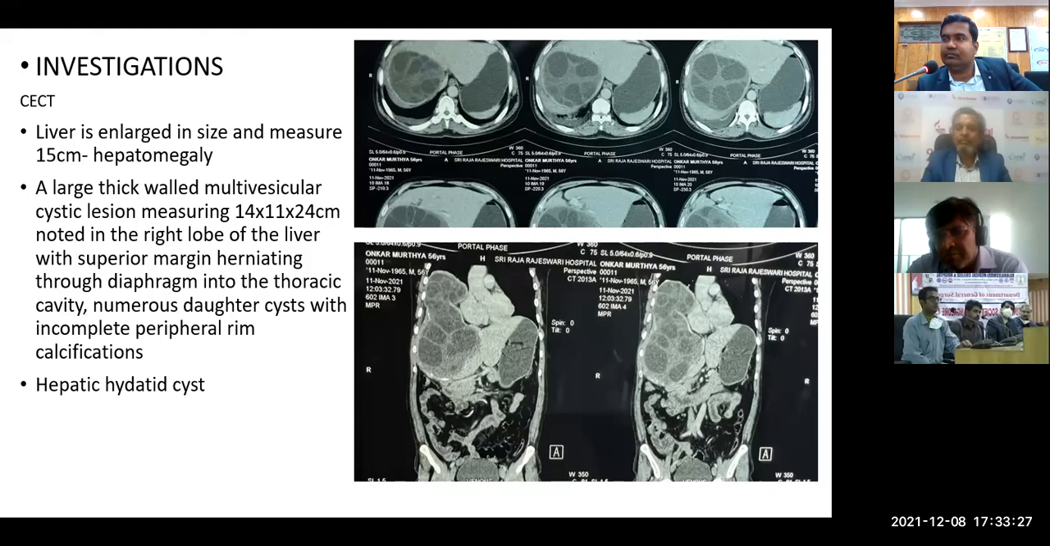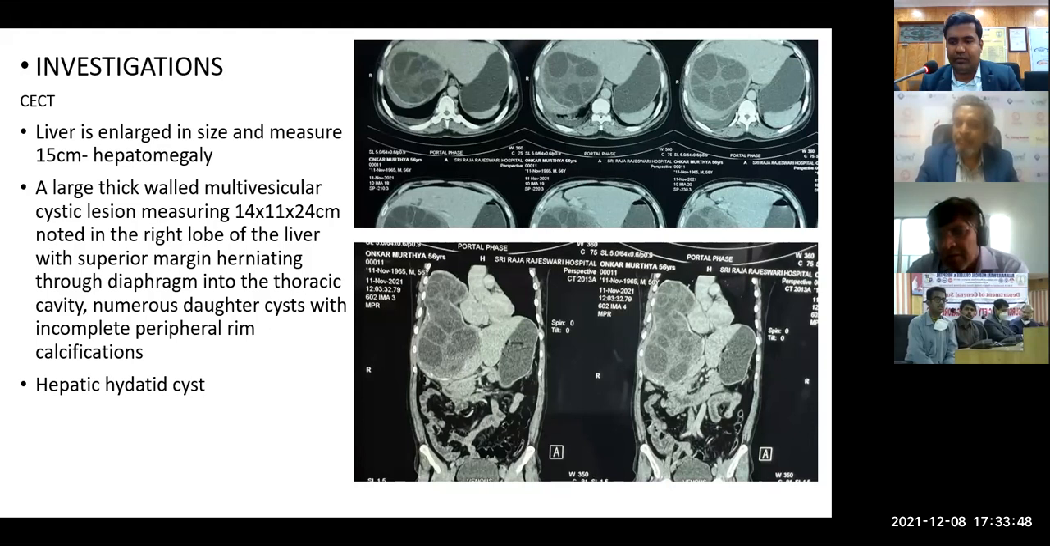Ravi Shankar: Yes. I just want to know, is there any serological confirmation of the hydatid cyst? Sir, what are the serological tests that you can do? We can do ELISA, sir, for immunoglobulins. And what is its specificity and sensitivity? Around 90%, sir. Okay. So, will you do that here?